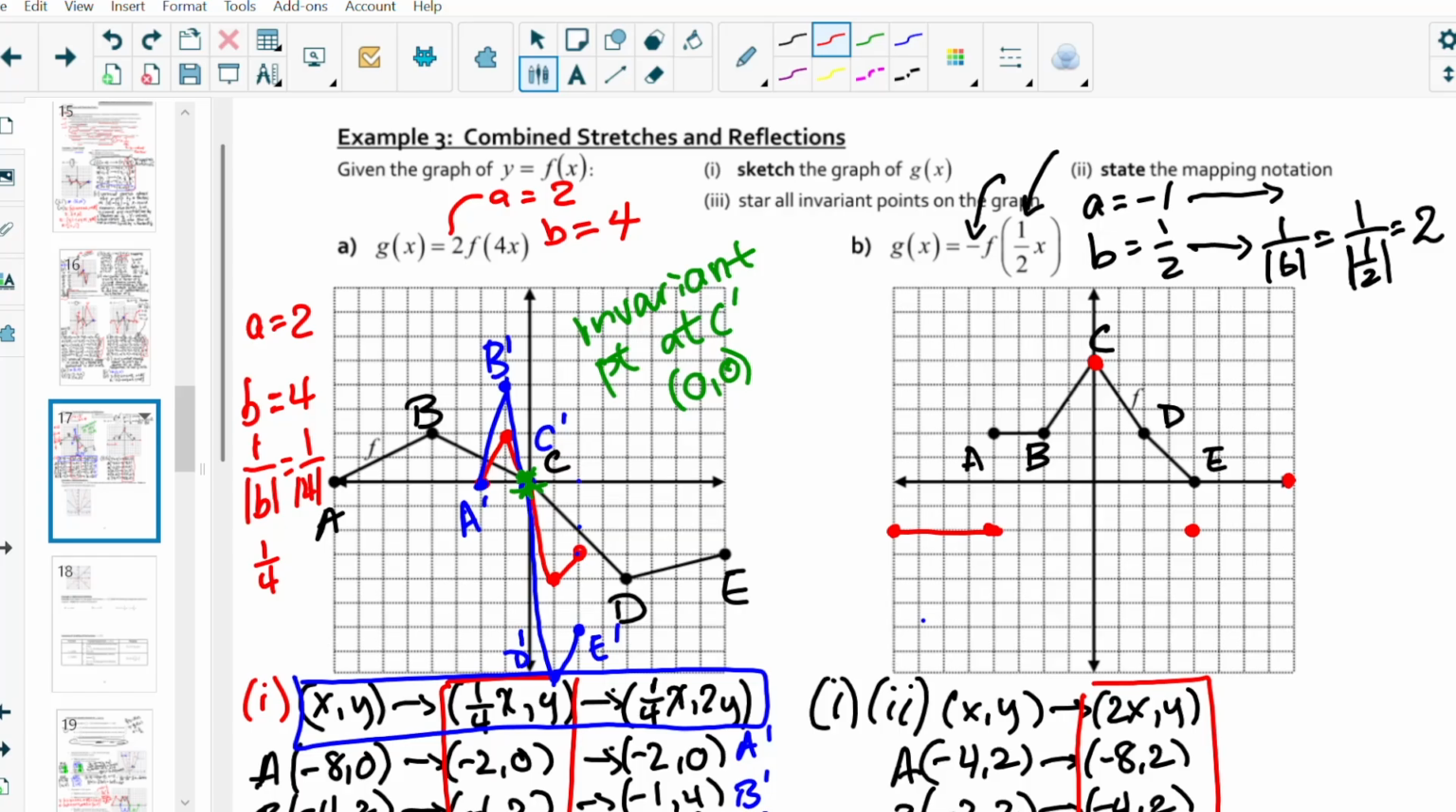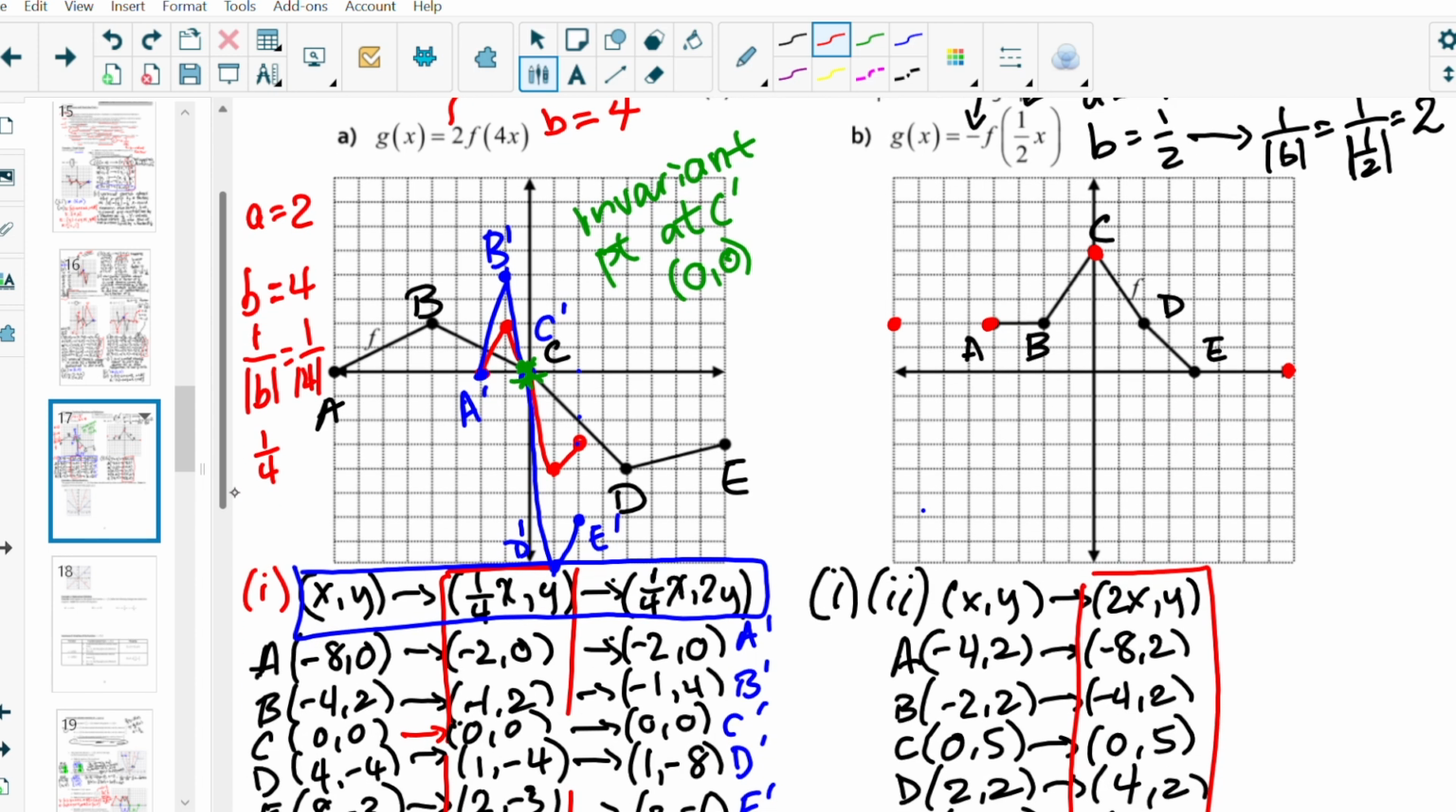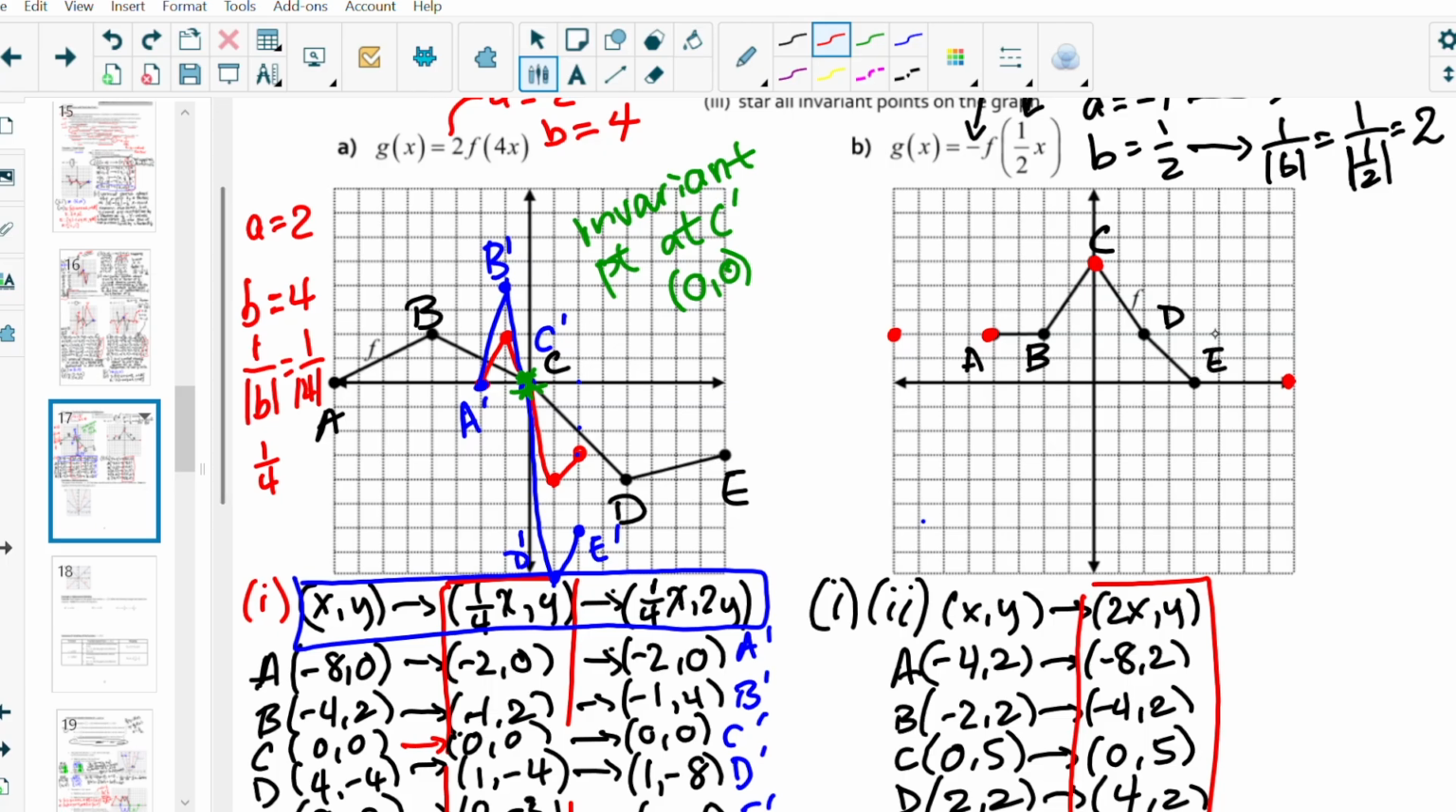Sorry about that. (-8, 2) is here. Sorry, folks. (-4, 2): 1, 2, 3, 4, 2 is right there. My apologies. And this one, (4, 2). Okay, I think we're good, right?